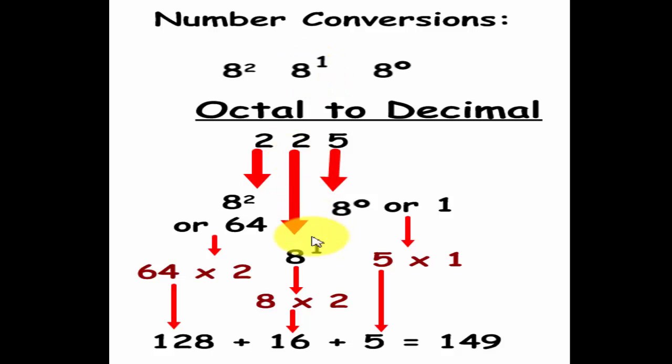8 to the power of 1 is 8, so 2 times 8 is 16. And the last number, the first one I should say, is a 2 with 8 to the power of 2, or 8 squared, which is 64. So 2 times 64 is 128. To convert from octal to decimal, all you have to do is add these numbers up. 128 plus 16 plus 5 equals 149. So if the octal number is 225, the decimal equivalent is 149. Hopefully that seems pretty simple and very straightforward.